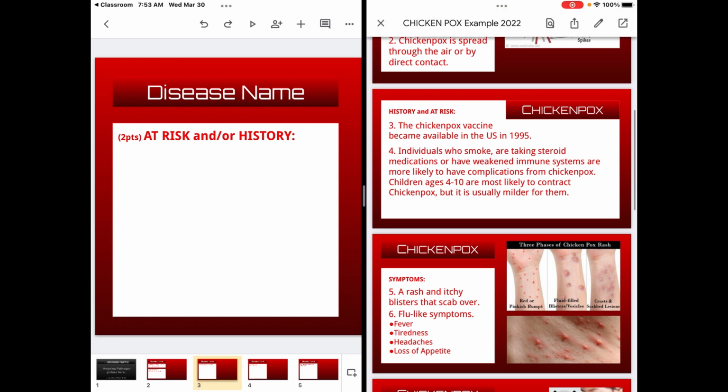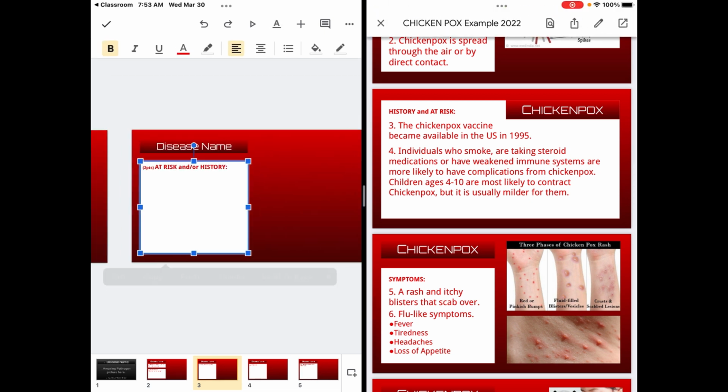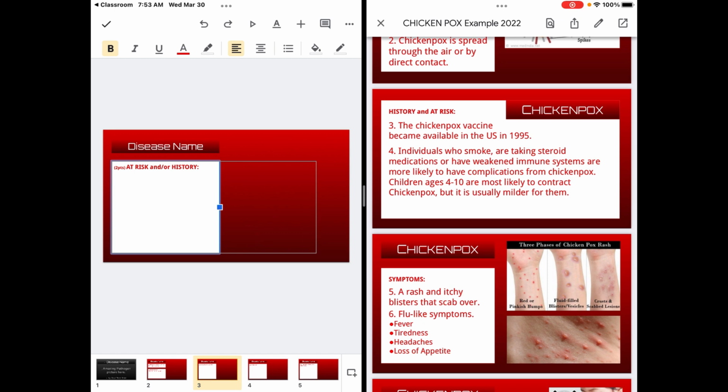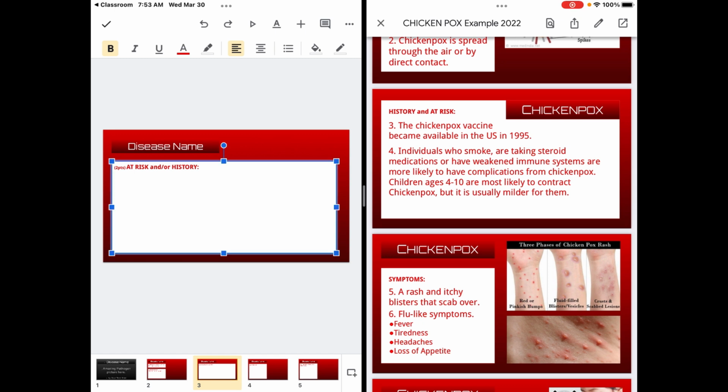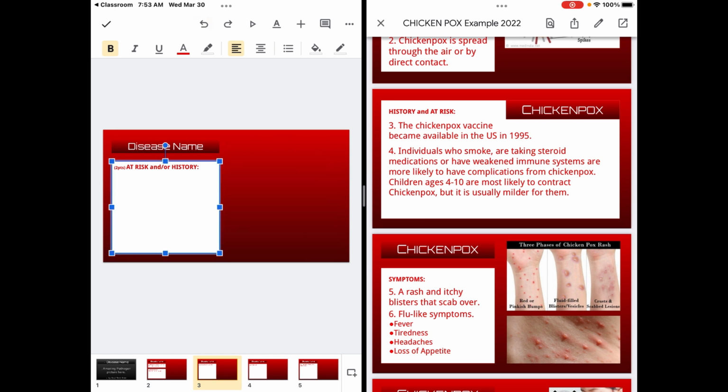How did I do that on this box? I just clicked it and dragged it over. And that gave me more room for text. So you have that option to move things around, but be careful. Don't put things right on the edge. Otherwise, they'll be hard to see.